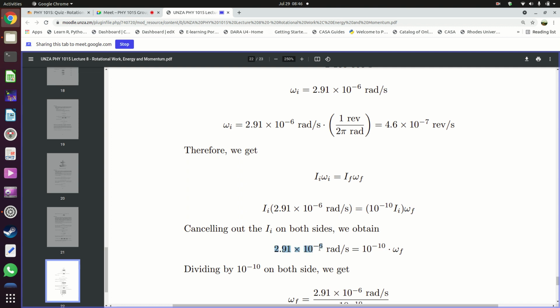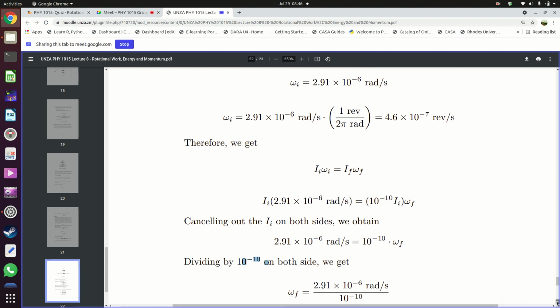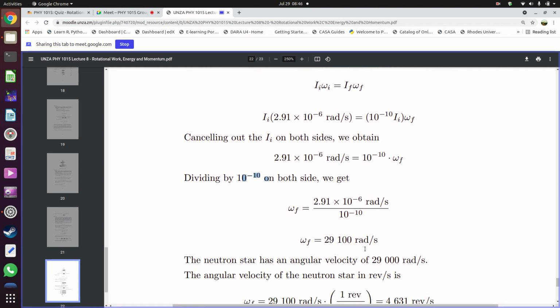We're going to remain with 2.91 times 10 to the power minus 6 radians per second equals 10 to the power minus 10 multiplied by omega f. So if we divide both sides by this bit here, you end up with omega f equals 2.91 times 10 to the power minus 6 radians per second divided by 10 to the power minus 10. When you do this, you end up with omega f equals 29,100 radians per second. So this is going to be your final angular velocity of the neutron star.